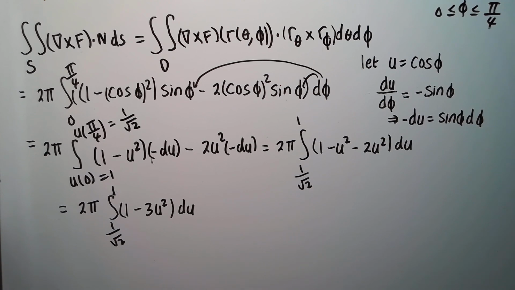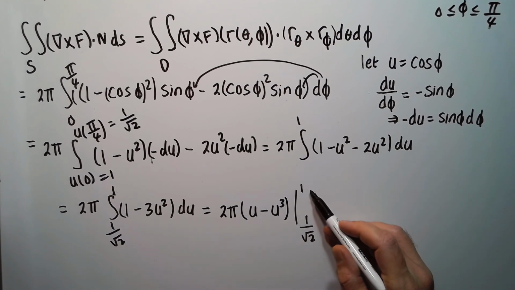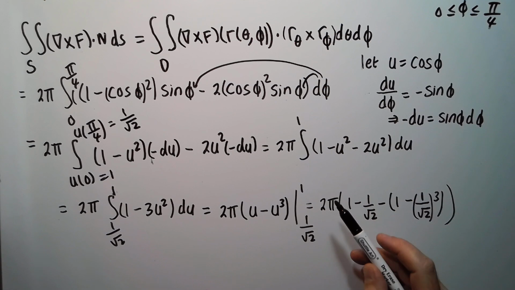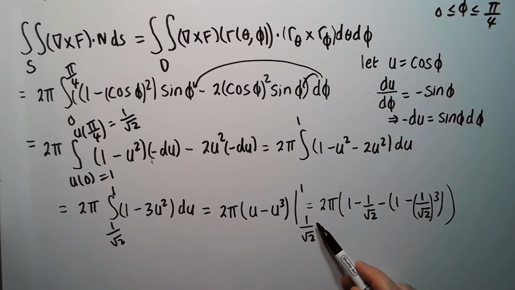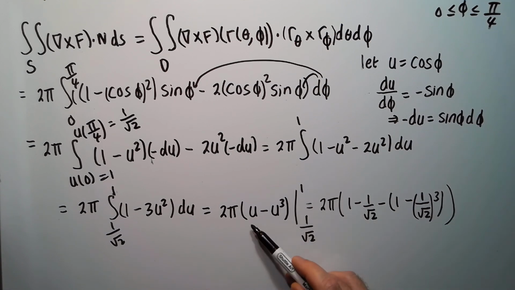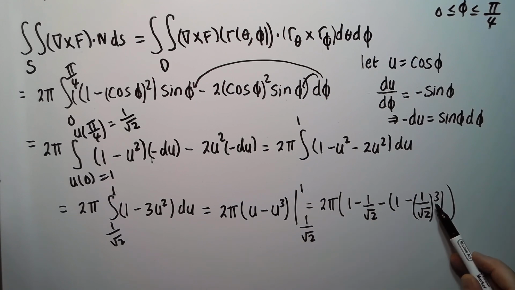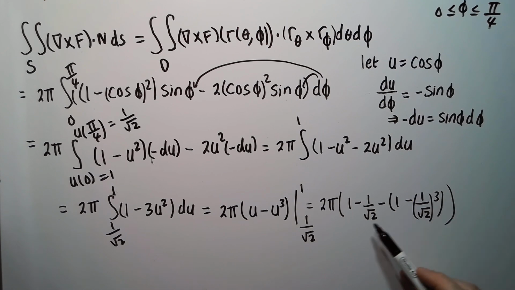So now integrating this. Integrating 1 gives u, and integrating negative u squared would be negative u cubed over 3. So we'll get this. I'm going to evaluate at 1, then subtract the value evaluated at 1 over square root of 2. Putting 1 in place of u, then subtracting, putting 1 over square root of 2 in place of u, I'll get this first part. Then minus, putting 1 in place of u cubed, I've got 1. Subtract, put 1 over square root of 2 in place of u cubed. So we'll get this.